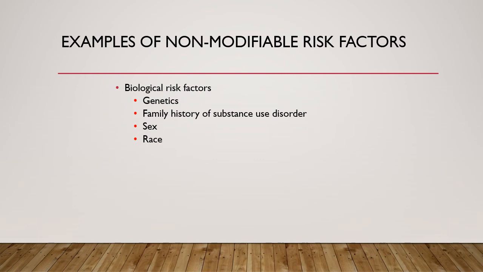Non-modifiable risk factors cannot be changed. Here we see a lot of our biological risk factors because you can't change your genetics, these things have already been determined. So anything that's going on in the genes, genetics, even epigenetics are non-modifiable for the individual. Family history of substance use disorder can't be changed. An individual's sex and race also cannot be changed as well.